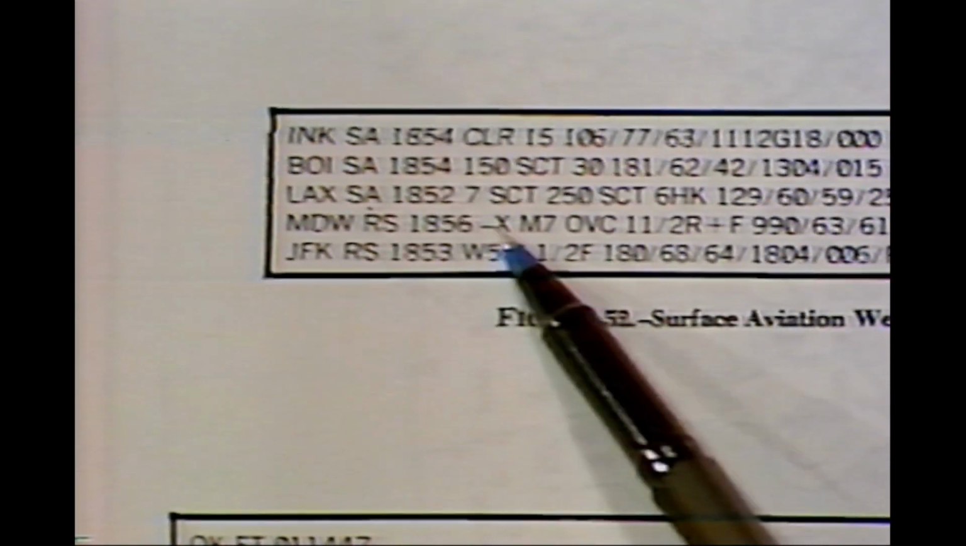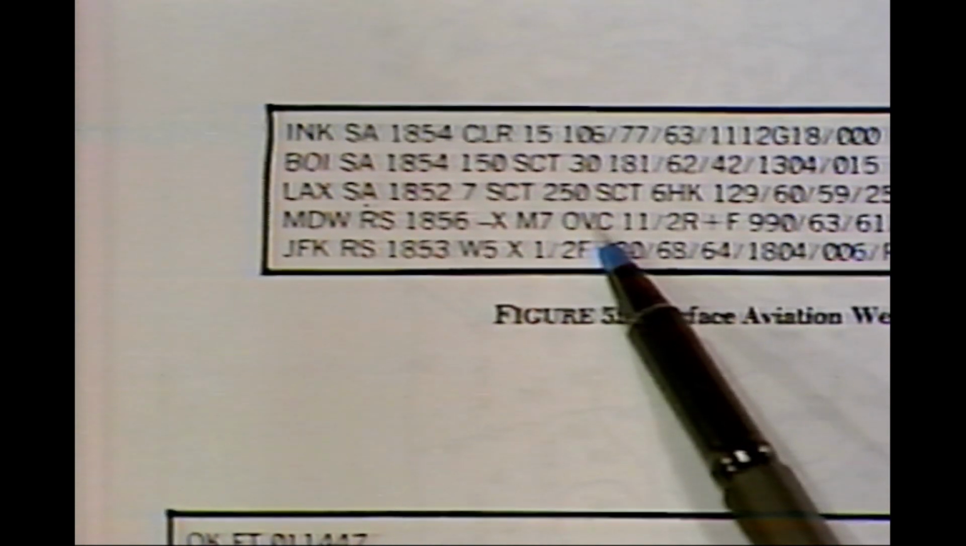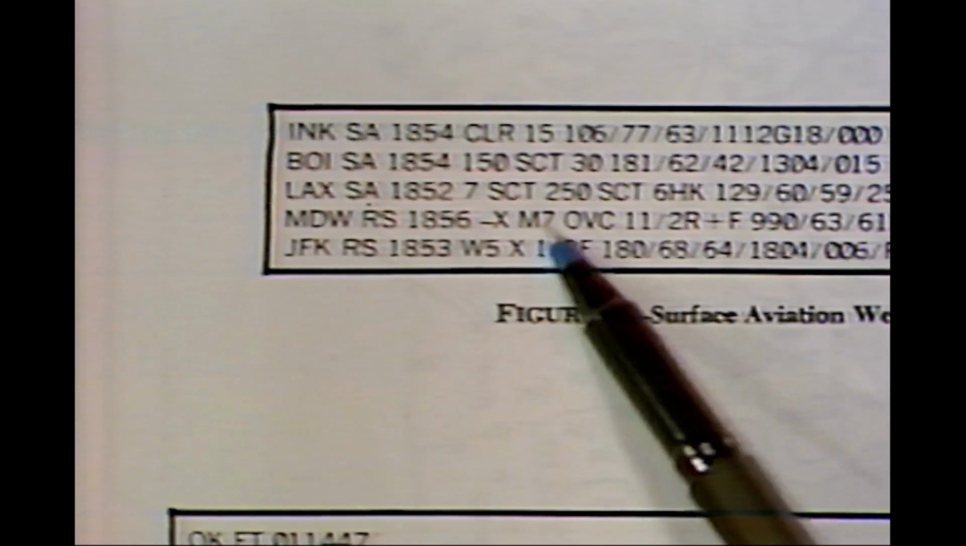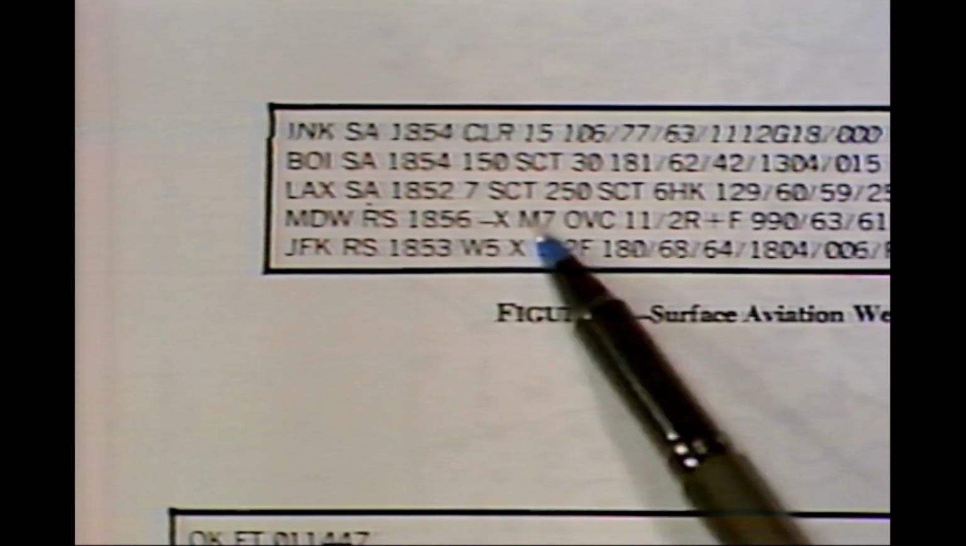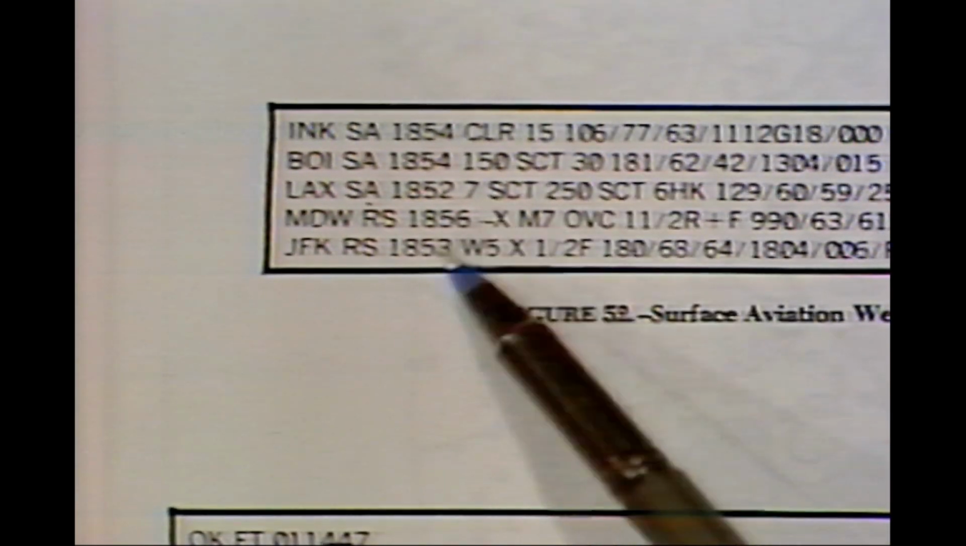So looking at these, then we can see that JFK has less than VFR weather. It's 500 obscured, and Midway is partially obscured, 700 overcast. So those two do not have VFR weather. Those are IFR weather, and the other 3 have VFR weather. So to answer question 855, it's answer 3, all except JFK and Midway.